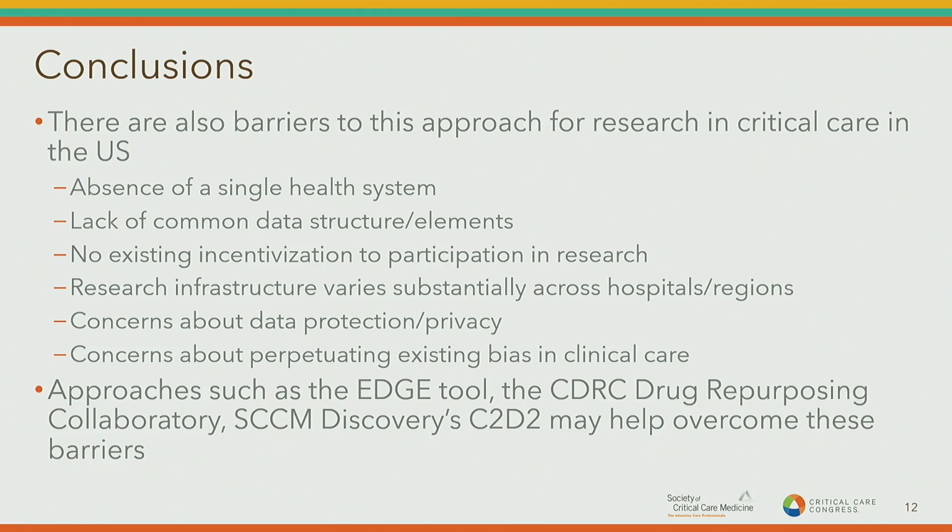We don't have an incentivization structure for institutions to participate in research. We're really relying on people's intellectual curiosity and altruism to do this for the most part. And research infrastructure varies very substantially across hospitals and regions within the United States. I think there are unanswered concerns about data protection and privacy that still need additional work around that. And I think there are very legitimate concerns about perpetuation of existing bias in clinical care through the application of these.